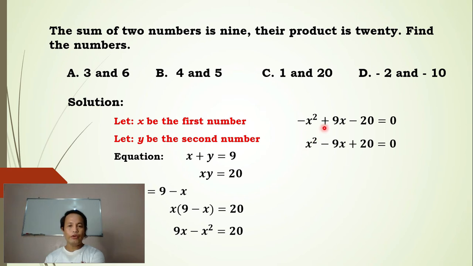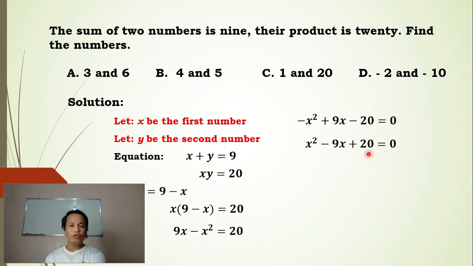And if we divide this one by negative 1, this becomes negative 9x. And if we divide this one by negative 1, this becomes positive 20. And of course, 0 divided by any number is 0. So the resulting equation is x squared minus 9x plus 20 equals 0. This is now a quadratic equation in standard form.